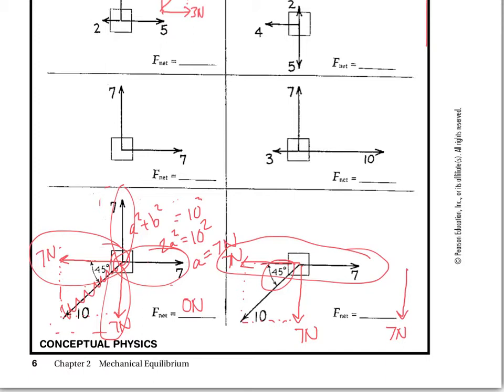So it can get a little bit more complicated than this, but these are good examples of how to add multiple vectors together to end up with the net force that's acting on an object.